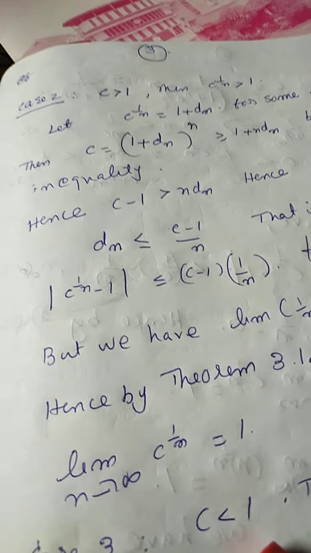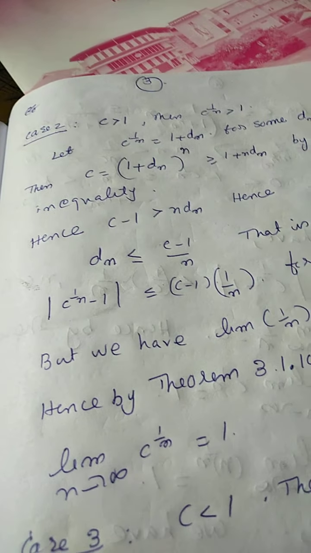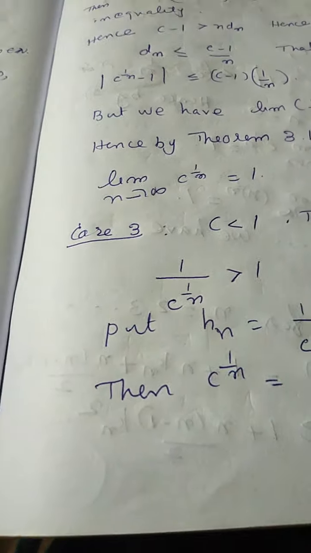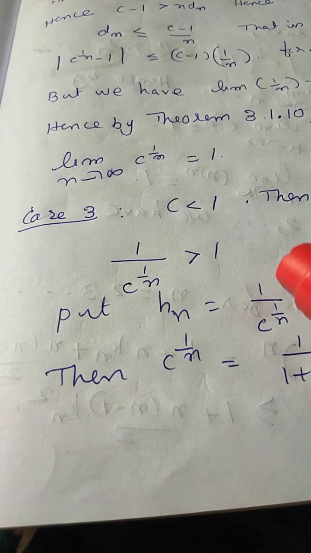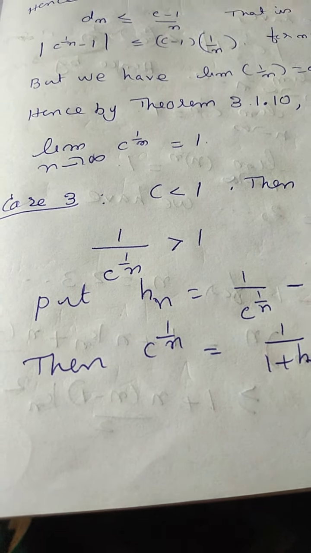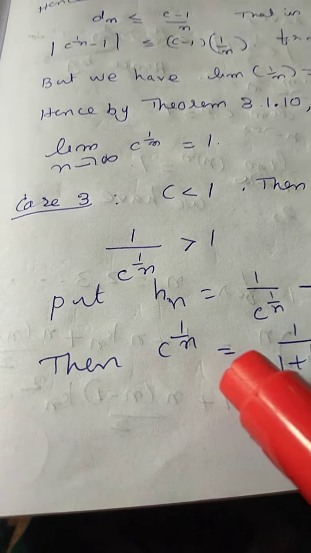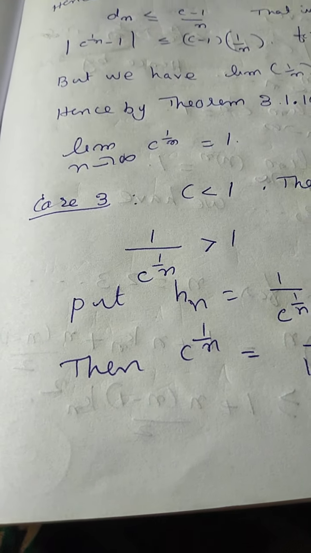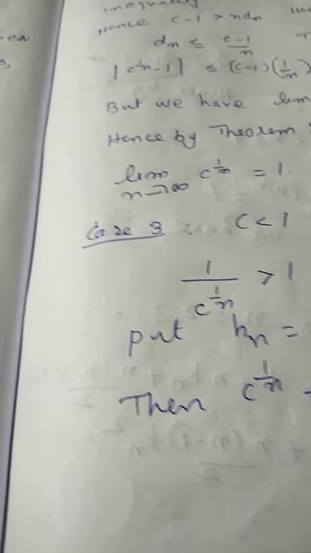Now, suppose c less than 1, then c raised to 1 by n is less than 1. If c raised to 1 by n is less than 1, its reciprocal is greater than 1. That is, 1 by c raised to 1 by n is greater than 1. Put hn equal to 1 by c raised to 1 by n minus 1. So, by rearranging, we have c raised to 1 by n equal to 1 by 1 plus hn, and clearly hn is positive.